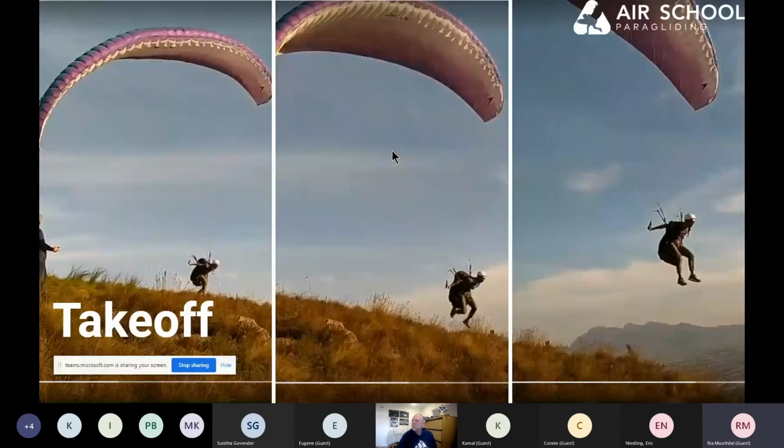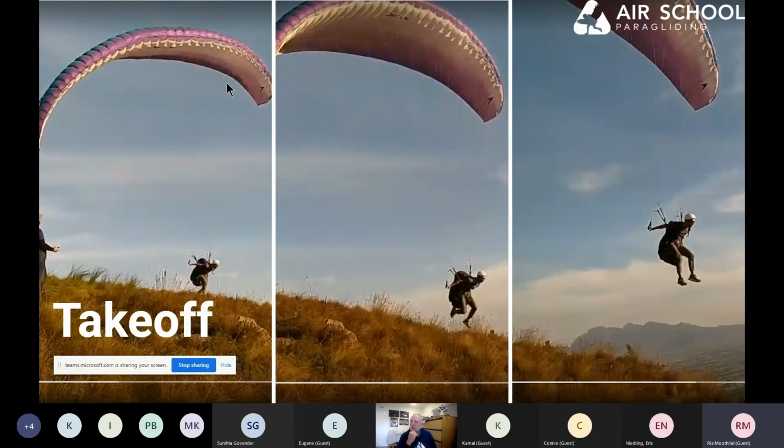A little bit on the takeoff. We don't throw ourselves off mountains. We don't jump off mountains. We don't hope that things work. The takeoff with a paragliding aircraft is to pull up the glider, have control, and when it's up above your head, it's inflated. That gives it shape.